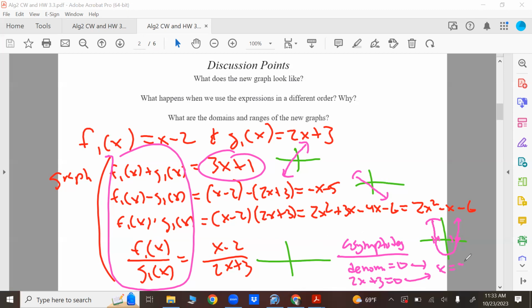Negative 3 over 2. Because you can't divide by 0, right? That would be undefined. So what you do is you draw a dashed line at negative 3 halves.